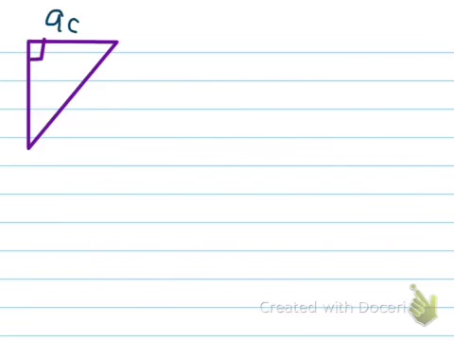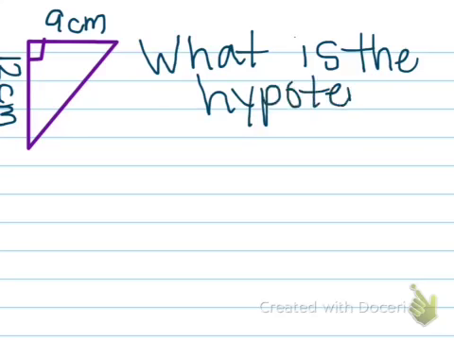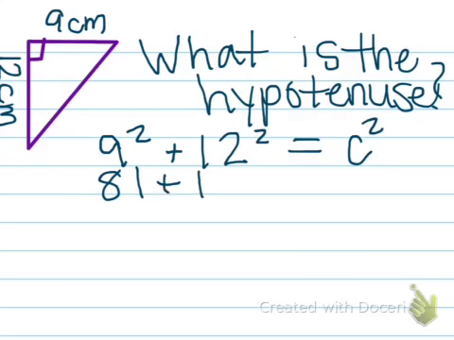Here's another example. In this example, our legs are 9 centimeters and 12 centimeters. What is our hypotenuse going to be? Well, we need to set this up the same way, using a squared plus b squared equals c squared. So we will get 9 squared plus 12 squared equals c squared. So we get 81 plus 144 equals c squared.